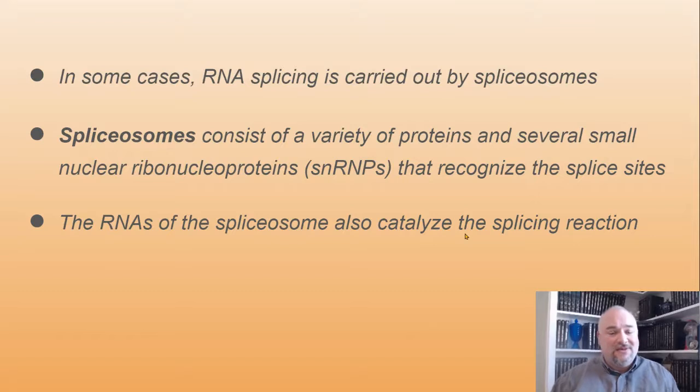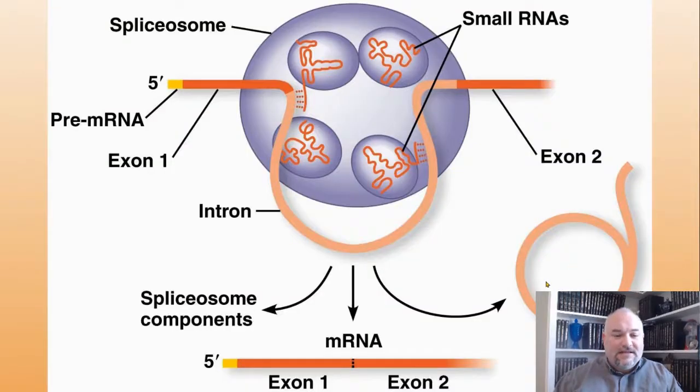In some cases, RNA splicing is carried out by things called spliceosomes, kind of a fun name. They consist of a variety of proteins and several small ribonucleoproteins, snRNPs, that recognize the splice sites. And they're like little scissors that go in there and cut them and put them together. And we take advantage of some of this architecture when we do various genetic engineering and things. So here we can see a spliceosome with the little snRNPs doing their thing, cutting it here, and then joining them together to make our mRNA. And here's that cutout chunk.